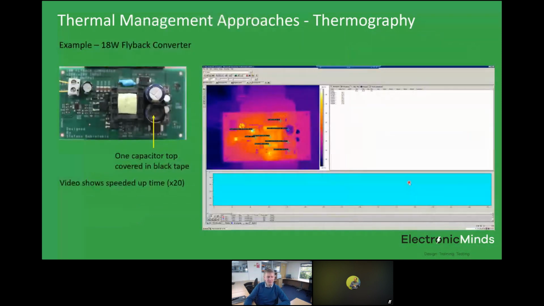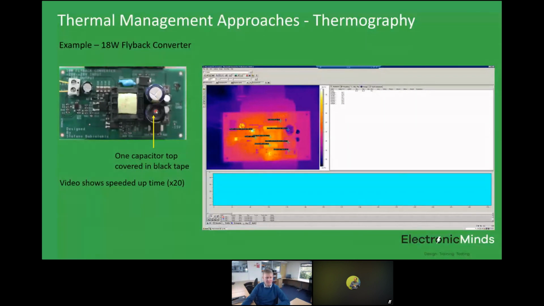So let's take a look at an example of this little 18-watt flyback converter. What I've done here, if you look at the images, is I've not painted it. Normally what you'd have to do is paint this whole system black, spray it a nice matte black color, and then the emissivity problem goes away. I haven't done that here because I want to show the difference.